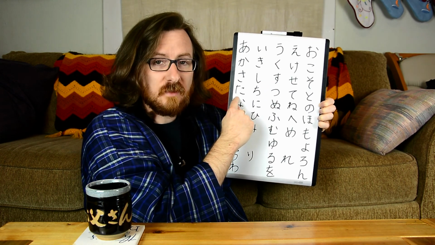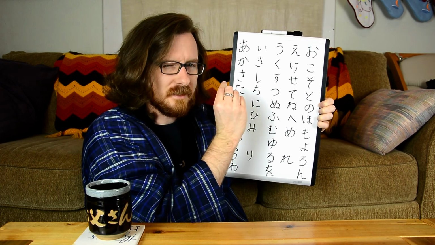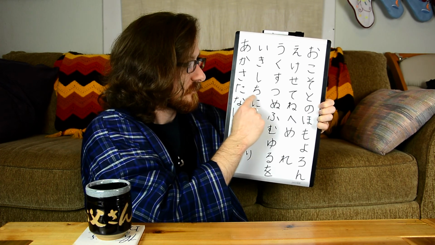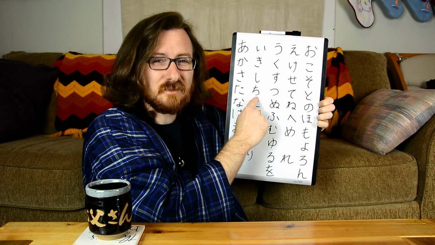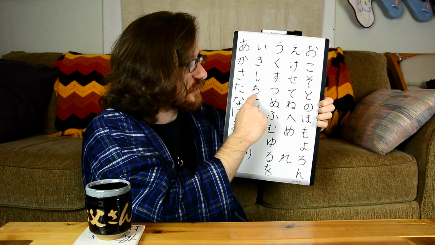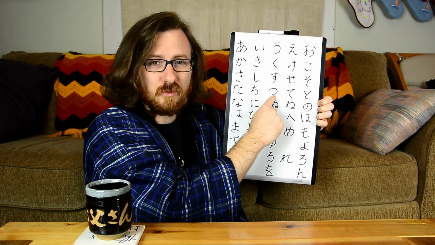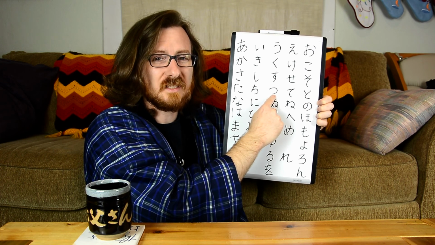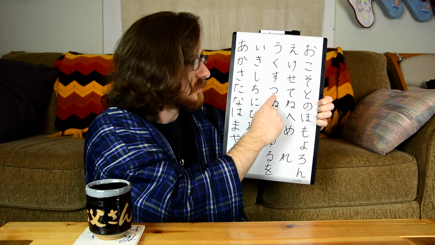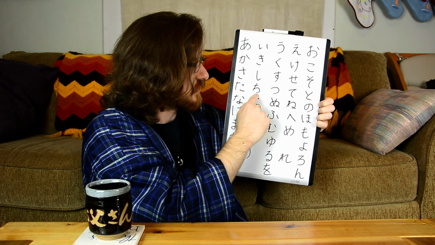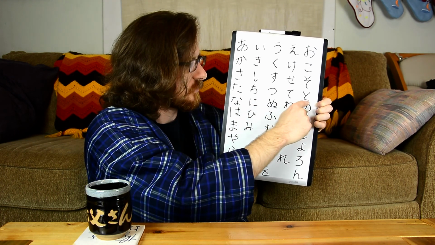Now the T row is where things get a little bit complicated, just a little bit. So we have Ta, but instead of Ti, this one is Chi. So it's Ta, Chi, and instead of Tu, it's Tsu. So it's kind of a TSU sound, Tsu. Te, To. So we have Ta, Chi, Tsu, Te, To.